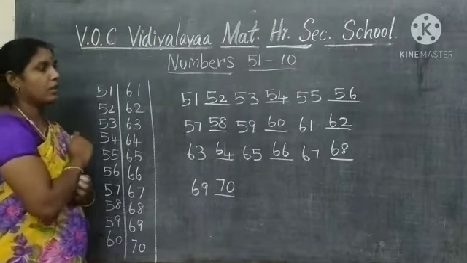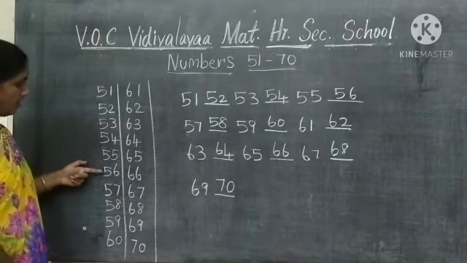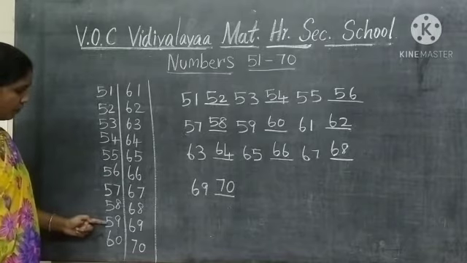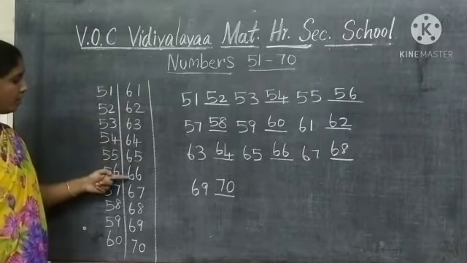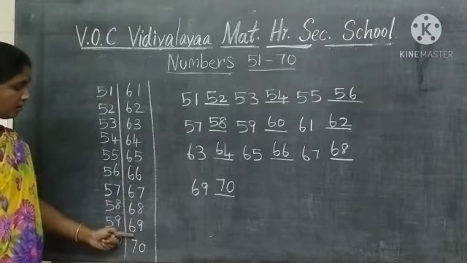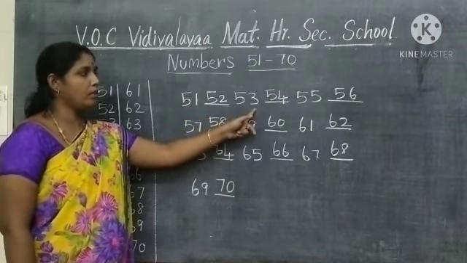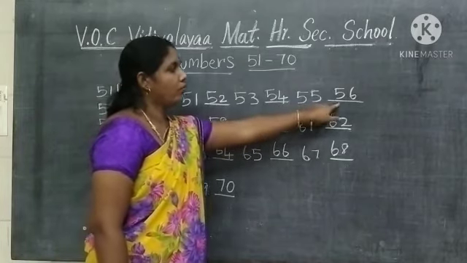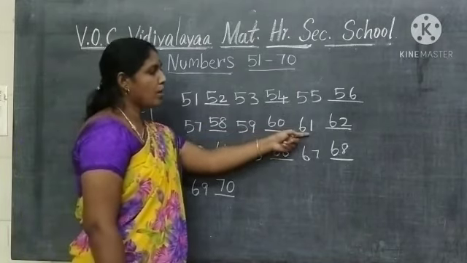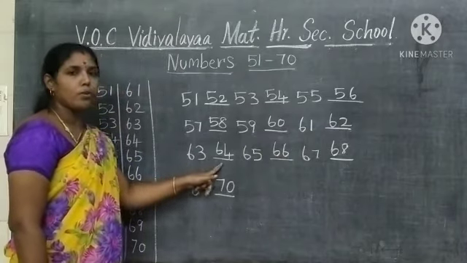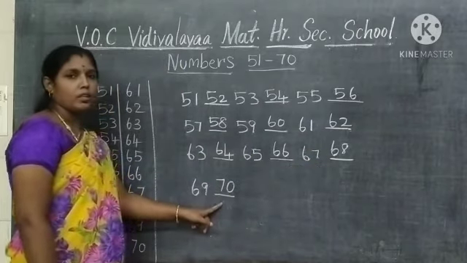Okay, children, once again, I'm going to revise this. 51, 52, 53, 54, 55, 56, 57, 58, 59, 60. 61, 62, 63, 64, 65, 66, 67, 68, 69, 70. Here also, 51 to 70. Okay, children, did you understand?